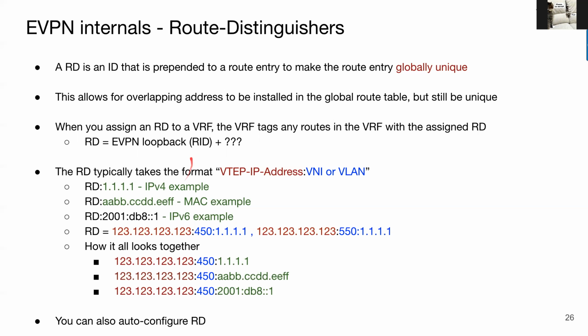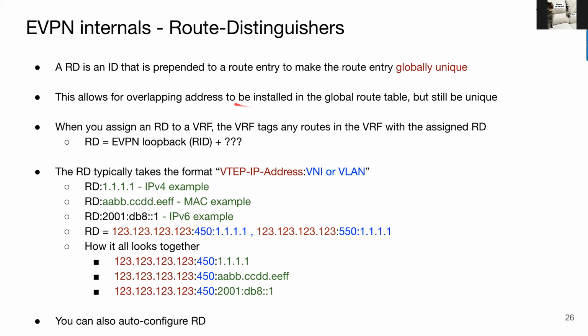A route distinguisher is simply a deterministic ID that gets prepended to a route entry to make this route globally unique. Let's go through all the pros and cons. This allows for overlapping addresses to be installed in the global route table, but still be unique.